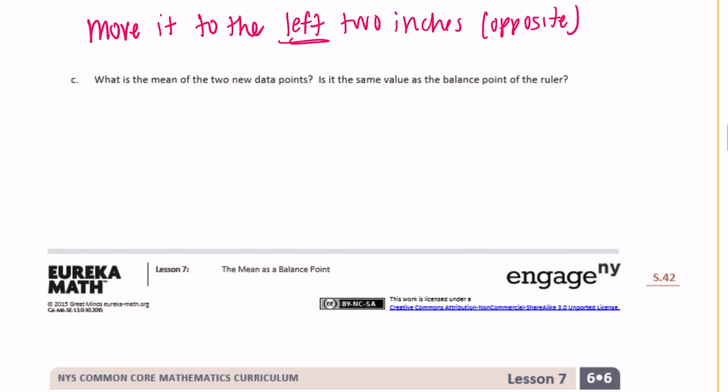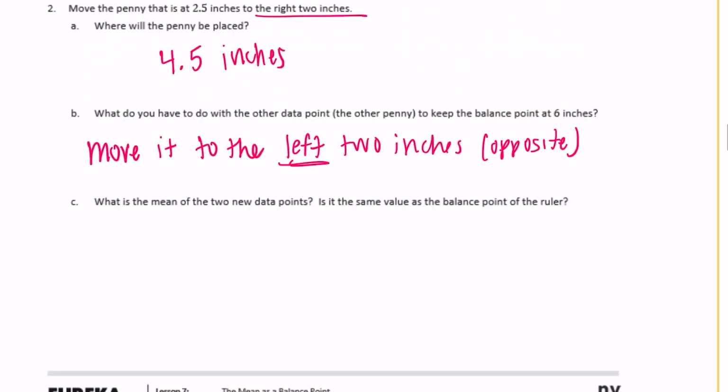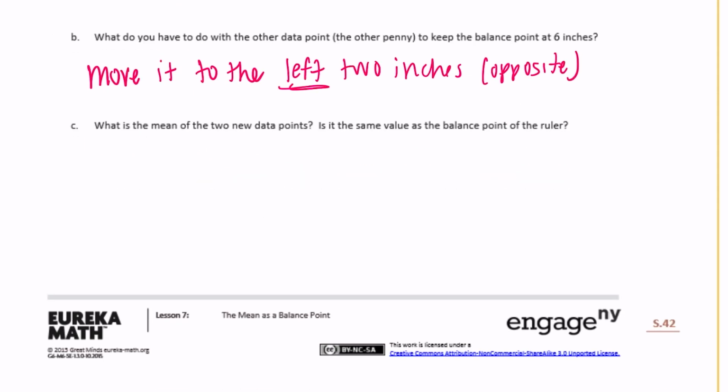What is the mean of the two new data points? Is it the same value as the balance point of the ruler? Well, since we moved them both in opposite directions the same amount, the balance point stays the same, or the mean stays the same. So the new mean is still 6.